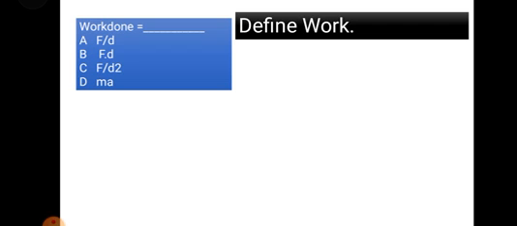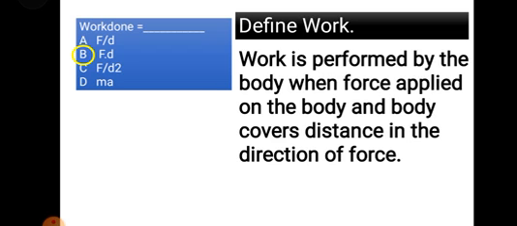Work done. What is the formula for work done? Work done is the product of force and distance covered in the direction of force. It's B option. Define work. Work is performed by the body when force applied on the body and body covers distance in the direction of force.